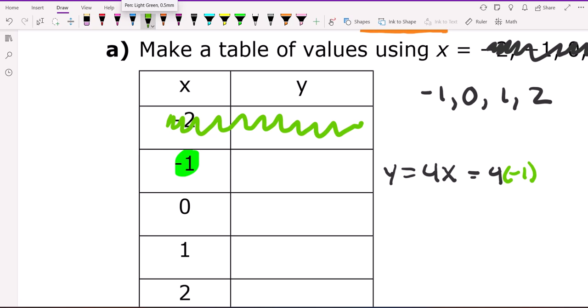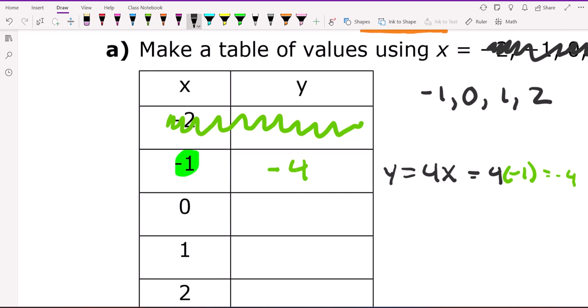What is the math operation between the 4 and the -1? It's not adding, it's multiplying. So a number touching a bracket means to multiply. So this equals -4. All right? Now we do the same thing for the next one.